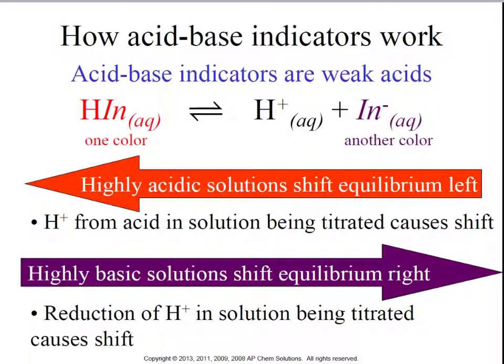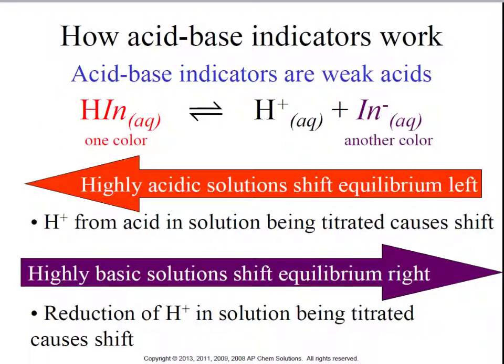Now finally we're going to talk about indicators and how they work. An indicator is what we use to find the equivalence point or the end point for a titration. The way they work is that an indicator is actually a weak acid or weak base itself. So it's one color on one side of the equilibrium, and a different color on the other side of the equilibrium. So we use Le Chatelier's principle to shift it one way or the other.